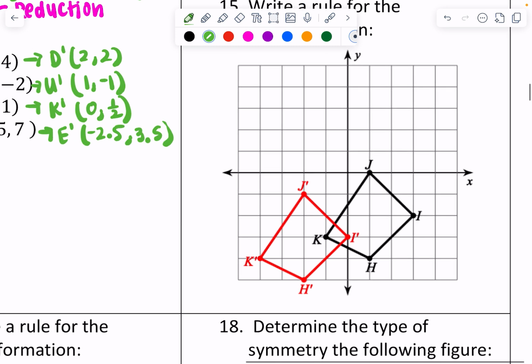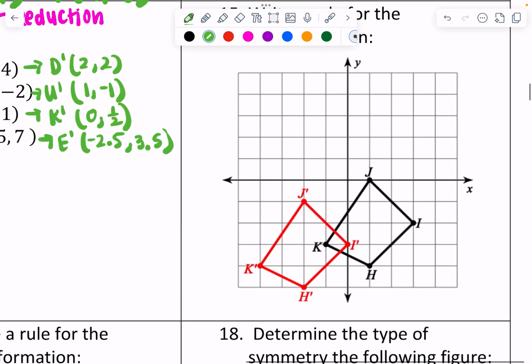All right, and then the next 3 problems, we're going to be writing the rule of the transformation. So remember, we go from the original figure. In this particular figure, we're going from the black figure to the red figure. So we're asking ourselves, how do we go from J to J prime? What happened? Our shape stayed the same way.